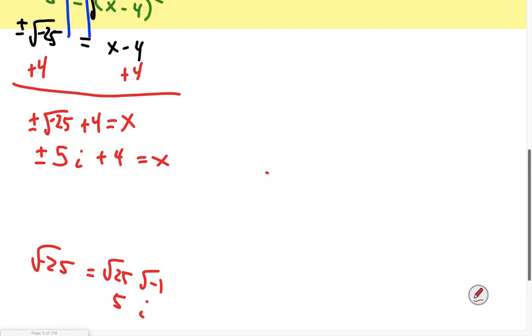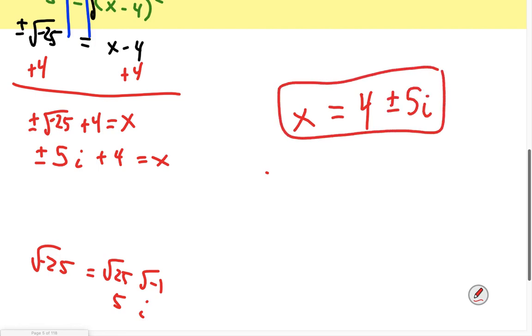Normally, since this is a complex number, we would write our answer like this. Real number first, plus or minus 5i. Which means two answers. They are complex conjugates. It means one answer is 4 plus 5i. The other answer is 4 minus 5i.